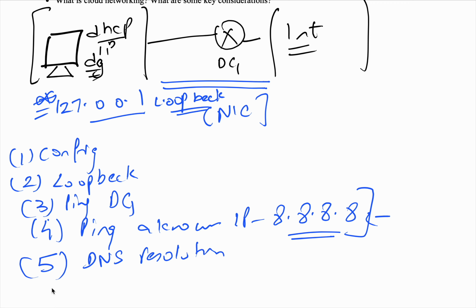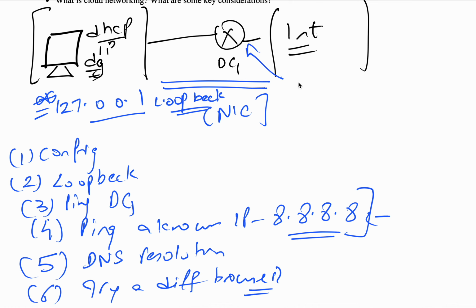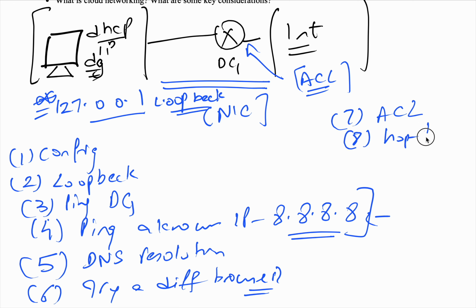Then the simple thing is to try with a different browser. That could be a cache issue. And now, even if this is not resolved, these are the normal policies I'm telling you. Then you go on the default gateway and check the ACLs, if you are allowing packets out or not. And then even if this fails, so 7 is ACL and 8, even if this fails, then you do a hop by hop Wireshark. Or you can use the CLI.